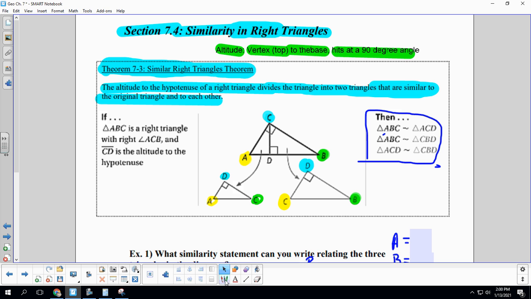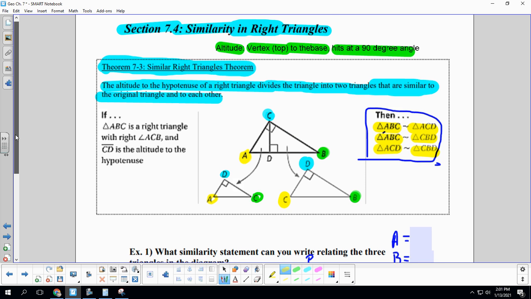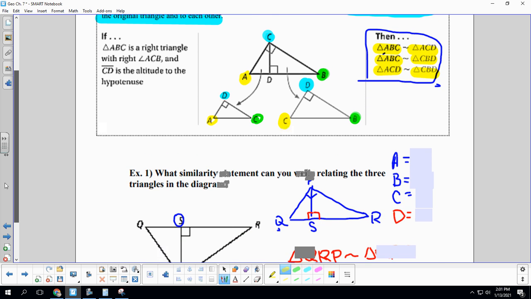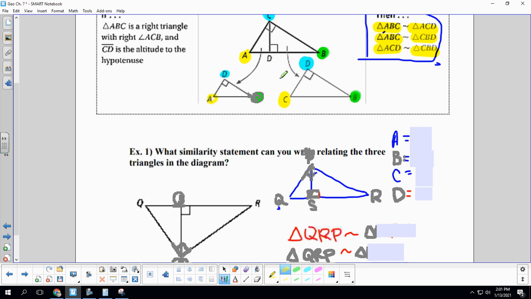Then we take our similarity statements, and this you definitely need to write down as well. Triangle ABC, the big guy, is similar to triangle ACD. Triangle ABC, which is also the big guy, is similar to triangle CBD. And triangle ACD, which is the little guy, is similar to the medium-sized triangle CBD. Okay, we're going to spend some time trying to match up our triangles so that they look like this guy here.